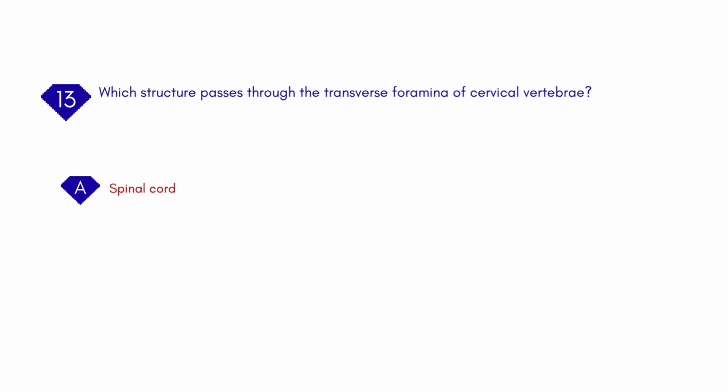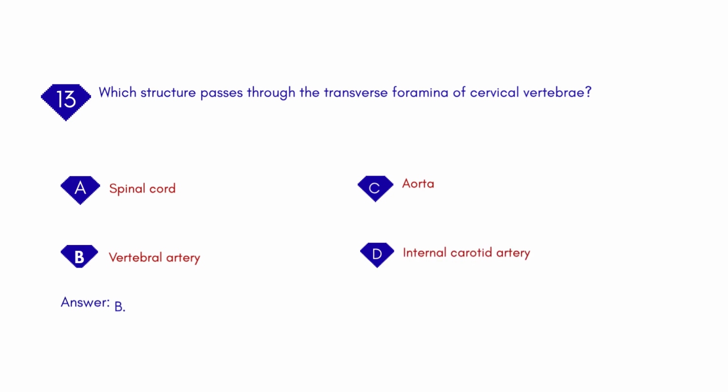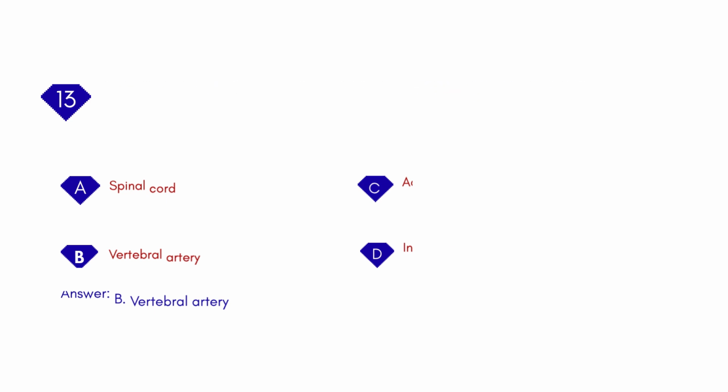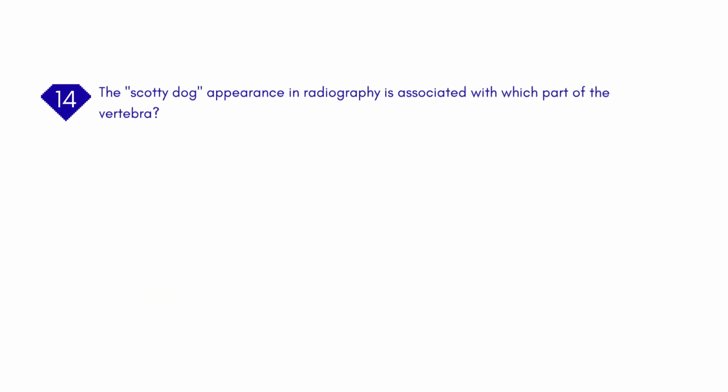Which structure passes through the transverse foramina of cervical vertebrae? A. Spinal cord. B. Vertebral artery. C. Aorta. D. Internal carotid artery. Answer: B. Vertebral artery.